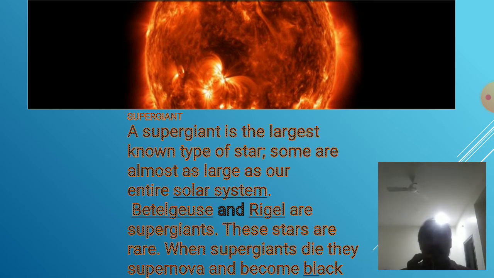These stars are rare. When supergiants die, they go supernova and become a black hole. So after the main sequence, the massive stars undergo a supernova explosion. After the supernova explosion, the supergiant stars die as a black hole.